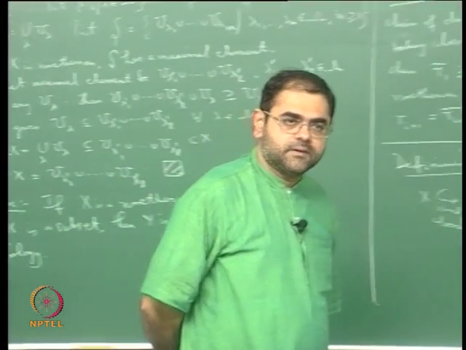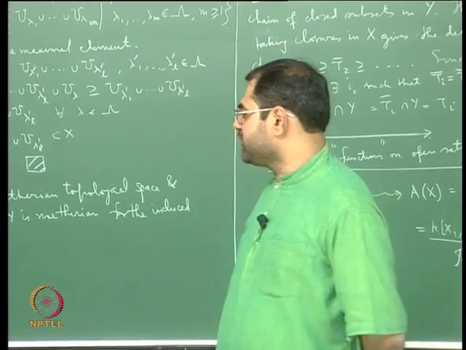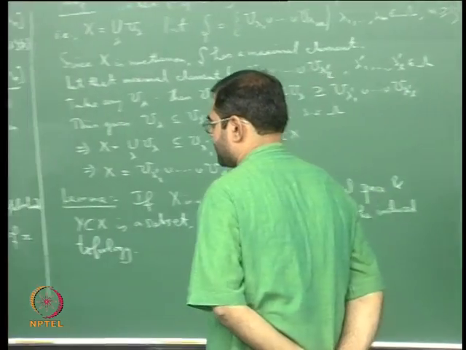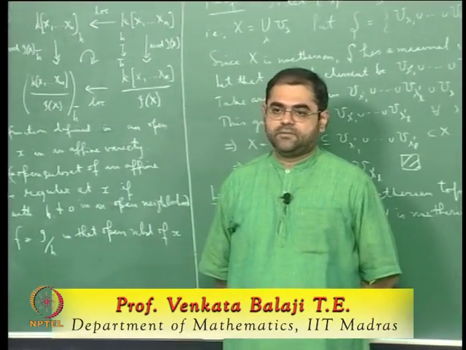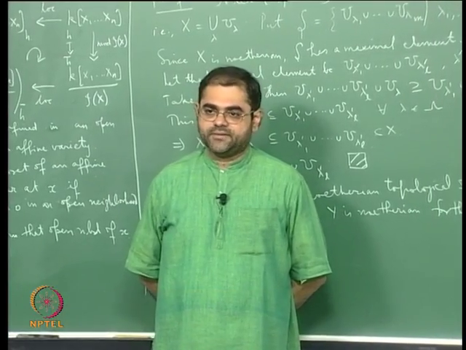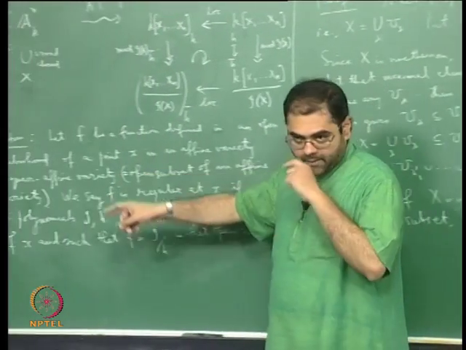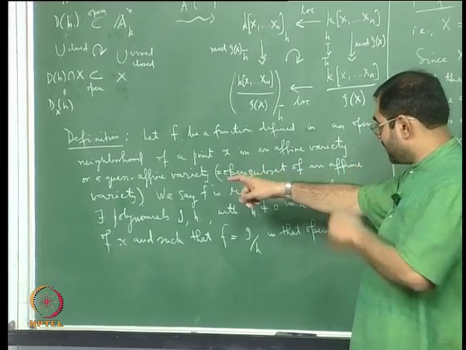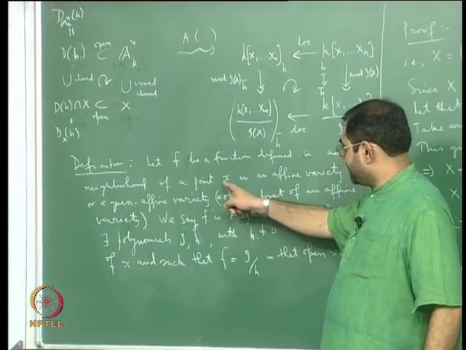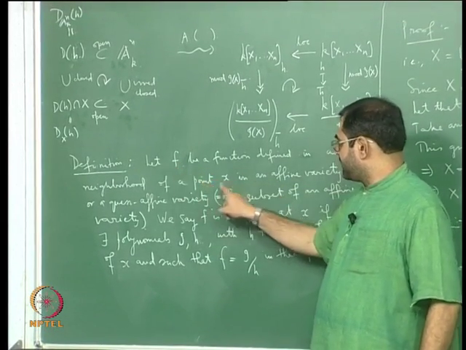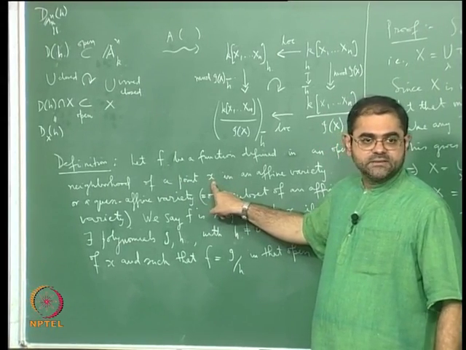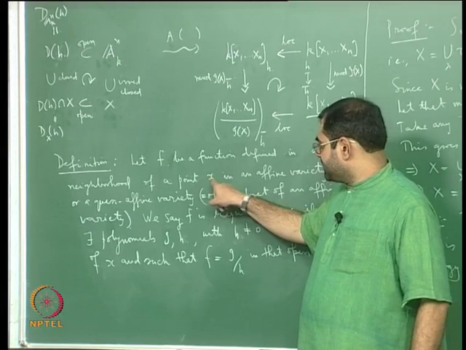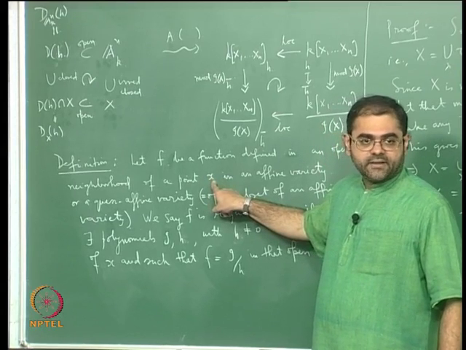So let's continue with our discussion, whose aim is to define what a regular function at a point is. Okay, so let me again go back to this definition. The definition says that you have a function f with values in k, the base field, and it's defined in an open set containing the point small x.